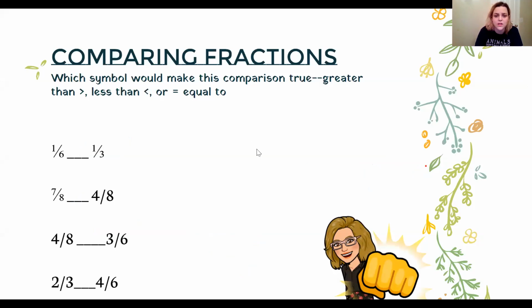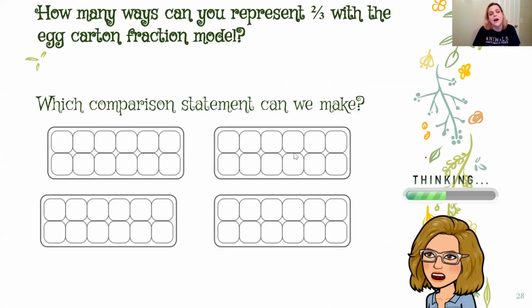I'm going to clear all drawings, and then we're going to go back into our learning intention for today, which was looking at this egg carton model. And we're going to really just go deeper and deeper with fractions. I want you to pause the video in a second. I want you up at the top of your page, a whole clean page for this. How many ways can you represent 2/3 with the egg carton fraction model? Which comparison statement can we make? I told you earlier, we're going to do some writing. We definitely are.